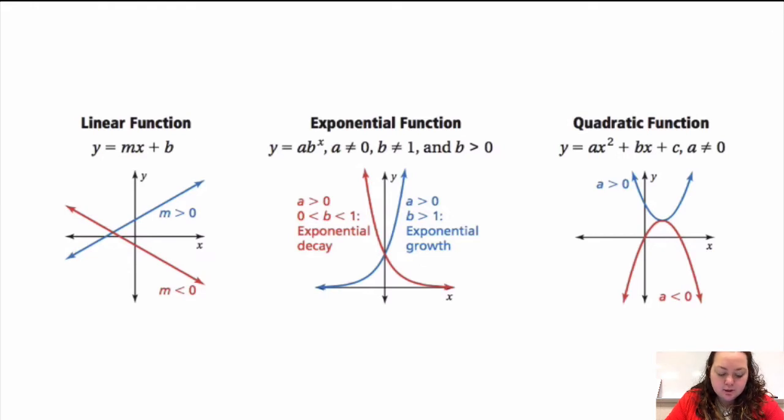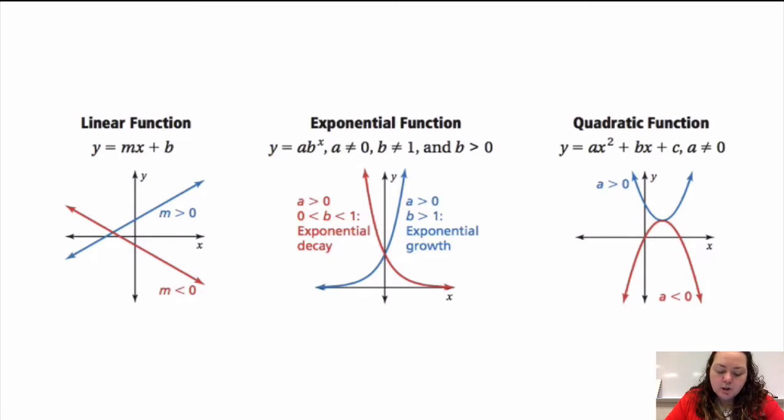So a linear function is going to form a line, and the equation that you probably most remember is y equals mx plus b, where m is your slope and b is your y-intercept. If your slope, m, is greater than 0, it's going to be a positive line, which means from left to right, it's going to go upward. And if my slope is less than 0, it's going to be a negative line, which means from left to right, it's going to go down.